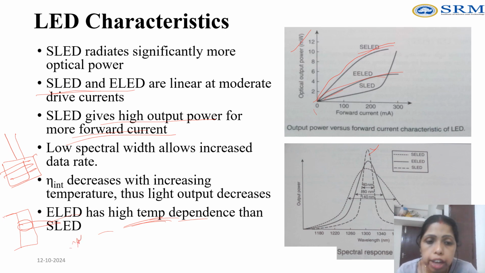Highly dependent means the efficiency. Normally, if you increase the temperature, the efficiency of the LED decreases, so it decreases the output. In the case of the edge light emitting diode, this is highly dependent on the temperature. If we increase the temperature, there will be degradation of the efficiency, so we will not get a high amount of power from the edge light emitting diode. These are some different characteristics between the surface and edge light emitting diode.